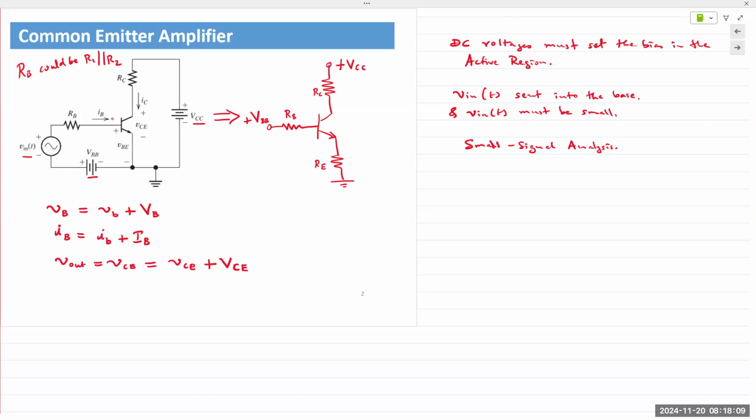And v_in, v_out, they all have a common connection. If we have a ground, we connect it to ground. And so VCC, VBB, v_in, v_out, they're all referenced to a single common point. And the reference point is shown here.